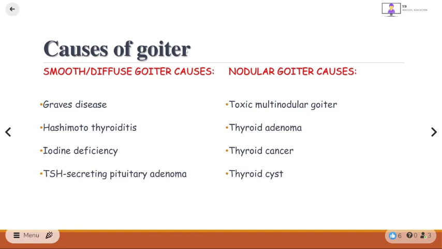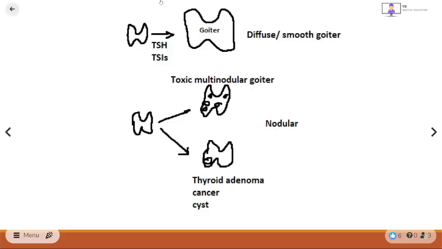So what is goiter? Goiter is enlargement of the thyroid gland. And it could be diffuse or smooth. So diffuse means completely enlarged. The whole gland is enlarged. And this happens whenever you have, so I draw a picture here. So this is a small normal gland. It becomes goiterous, so it becomes larger. And this happens usually by the effect of TSH and TSIs, or thyroid stimulating immunoglobulins, right? These stimulate the thyroid gland to undergo hypertrophy and hyperplasia. So you get diffuse enlargement.